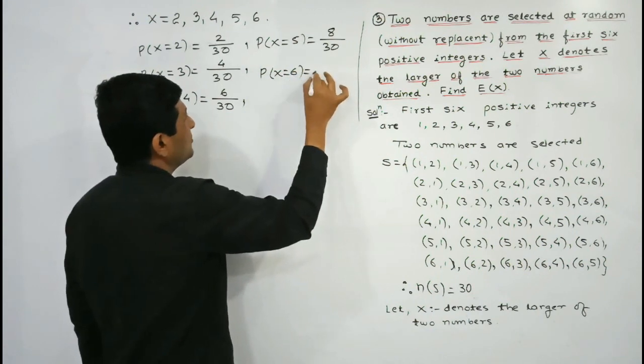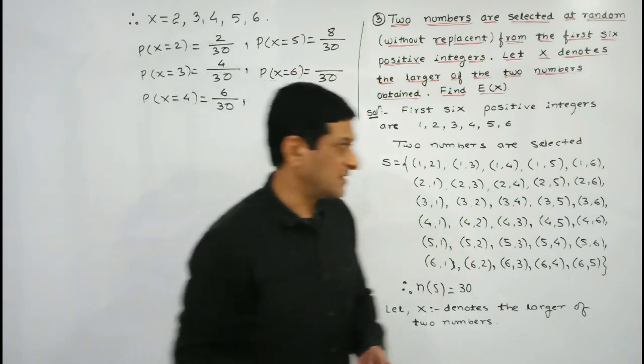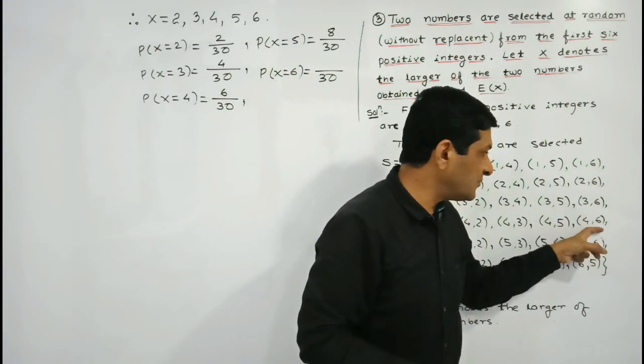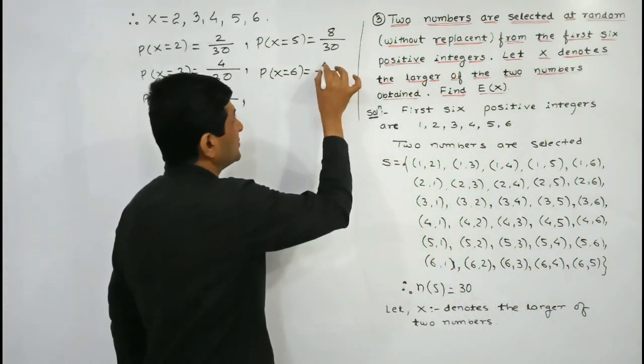So P of x is equal to 6. Now we have to check how many elements are there out of this 30 in which 6 is the larger number. चलो यहाँ पे 6 larger है, यहाँ पे भी 6 larger है. 1, 2, 3, 4, 5, 6, 7, 8, 9, 10. Means total 10 elements we have got here.